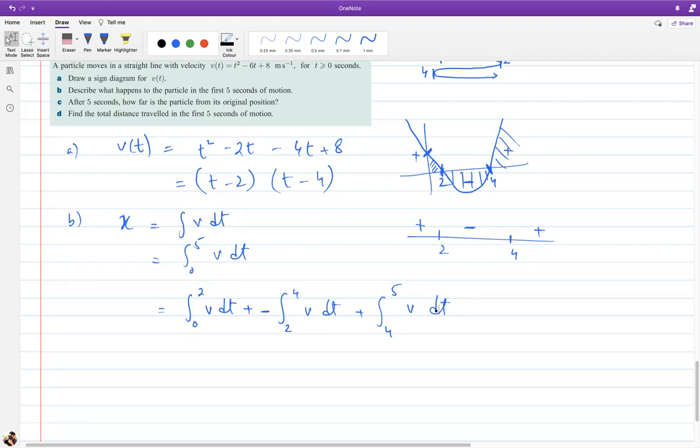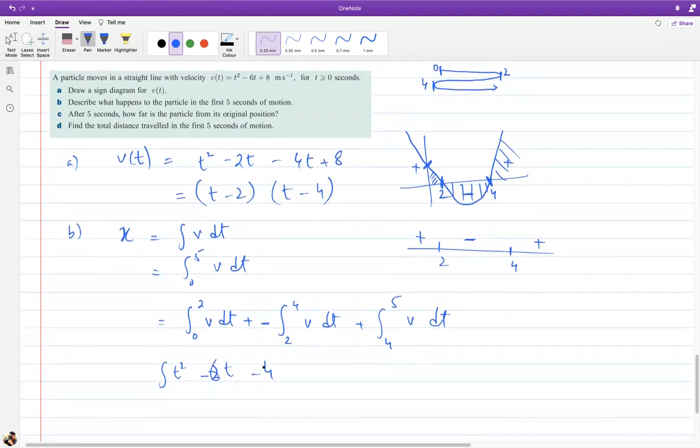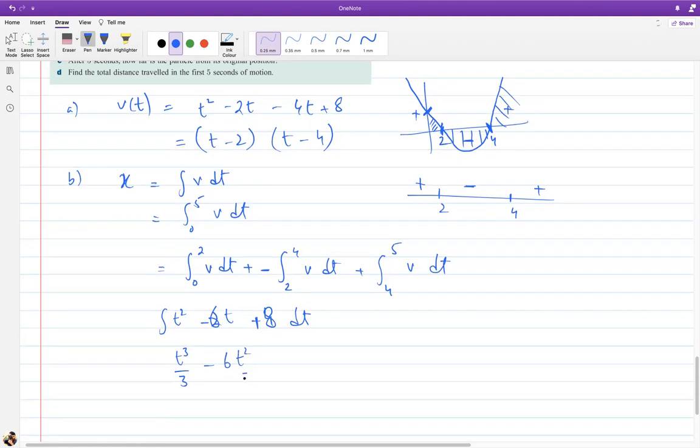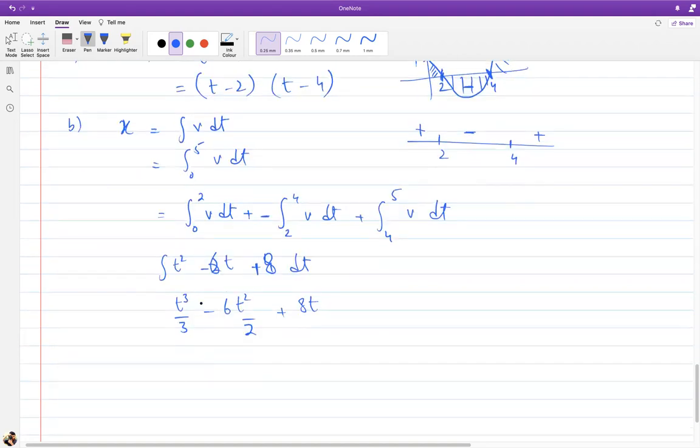So I'll just find the integration of this thing. So integration is easy. I just have to integrate it once. So t squared minus 6t plus 8. That's what we have to integrate. So it becomes t cubed over 3 minus 6t squared over 2 plus 8 times t. That's the integral, right? I'm not adding plus k or plus c because I have to apply limits.